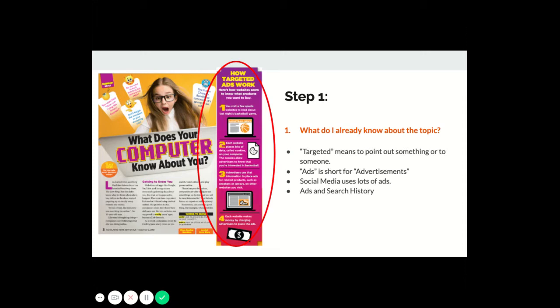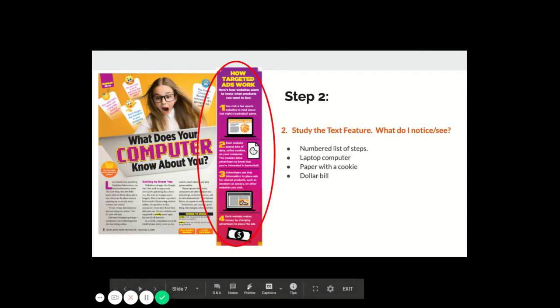So I know that targeted means to point out something or to someone. Ads is just short for the word advertisement. And then social media uses a lot of ads, like I said. And then I know that ads and search history are related. So those are some of the things I already know about this topic.